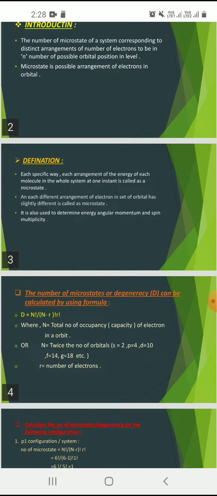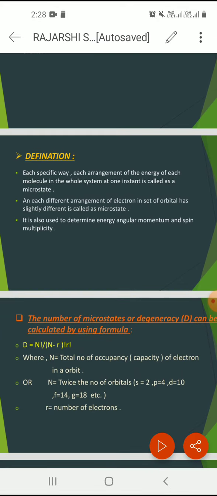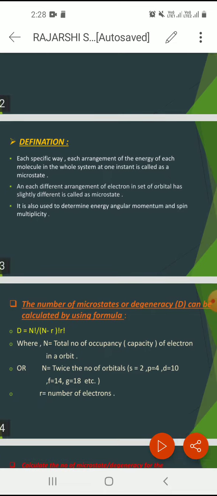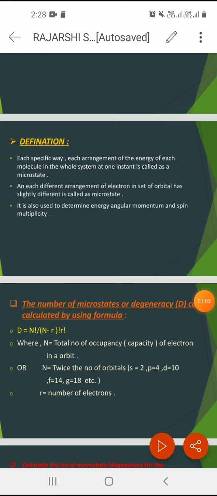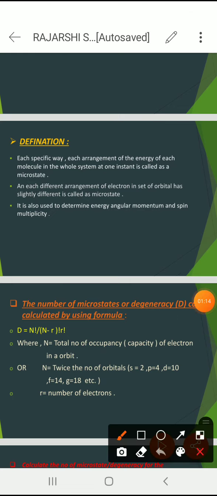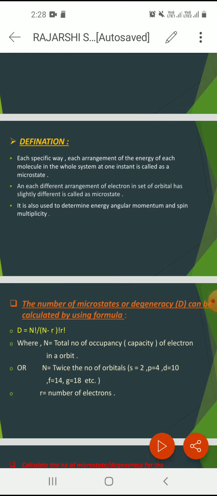Now we will see the definition of microstates. Each specific arrangement of the energy of each molecule in the whole system at one instant is called a microstate. And each different arrangement of electrons in a set of orbitals has slightly different energy, and is called a microstate. It is also used to determine the angular momentum and spin multiplicity.